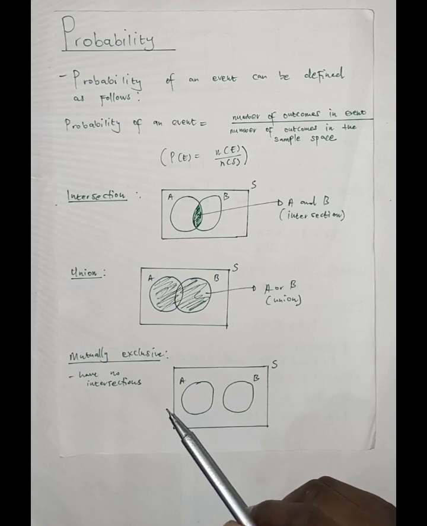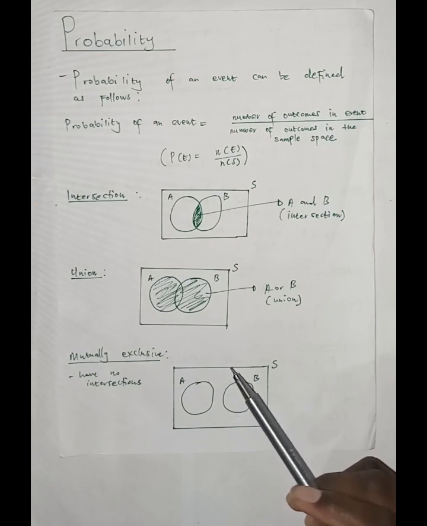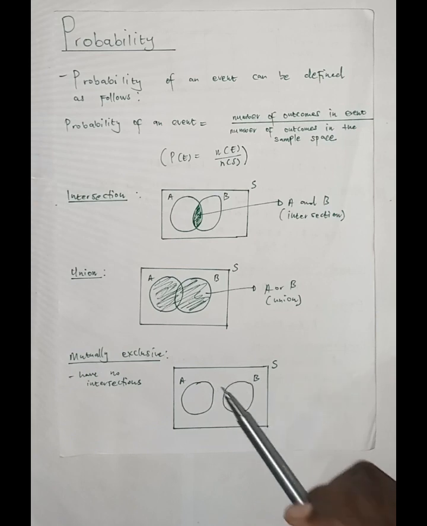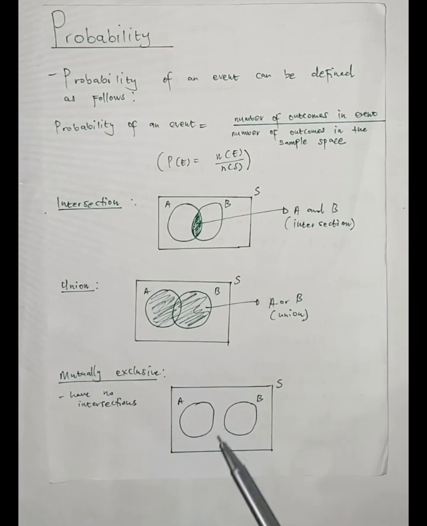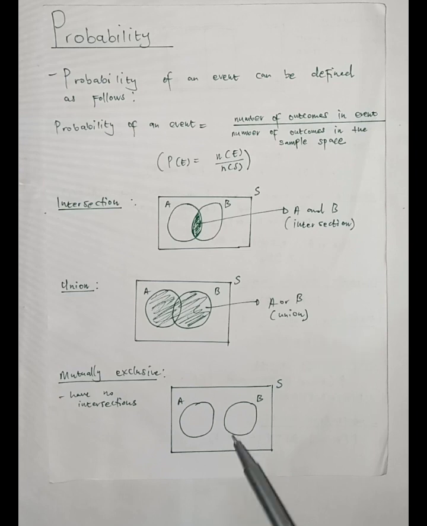Then next up we have mutually exclusive. Mutually exclusive means there are no intersections. That means the two events cannot happen simultaneously, like so in the diagram. As you can see here, we have event A on its own and event B on its own. There is no intersection, which means events A and B cannot happen simultaneously. Let's move on to the next slide.